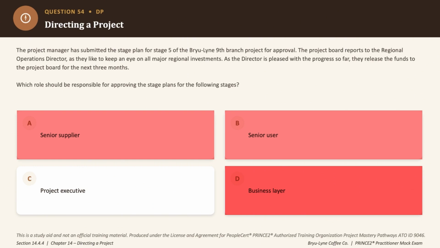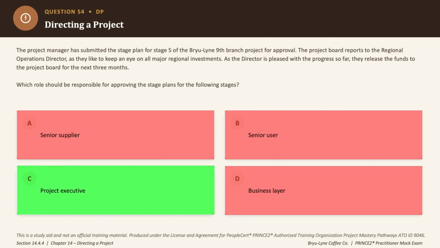That is delegated down to the project executive. And that is what option C is all about. The project board authorizes a stage by reviewing the current performance and approving the next stage plan. And that approval authority sits with the project executive. So the correct answer to this question is option C.